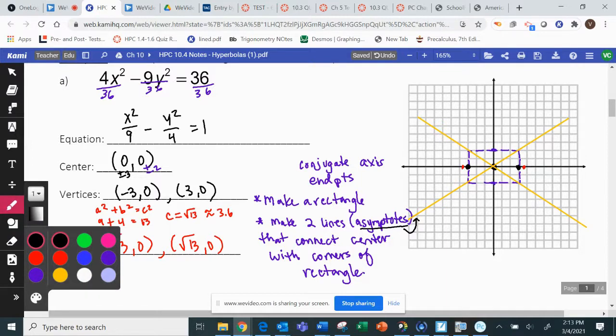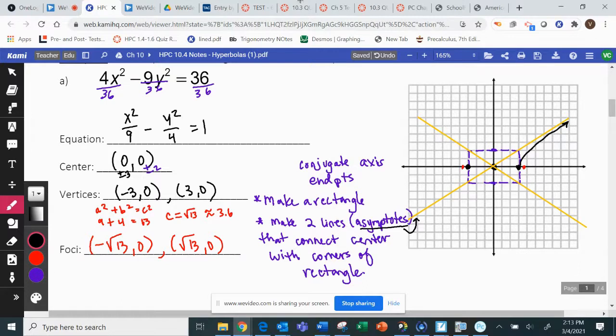And then the last thing we're going to do is use our vertices and the asymptotes to guide our drawing of the hyperbola. So I'm going to start at one of the vertices and make a hyperbola that gets closer to those asymptotes.